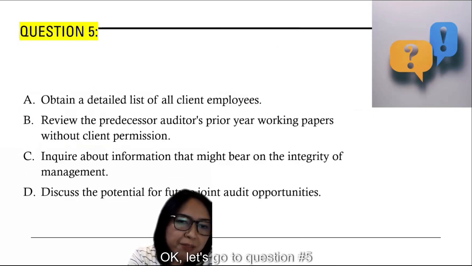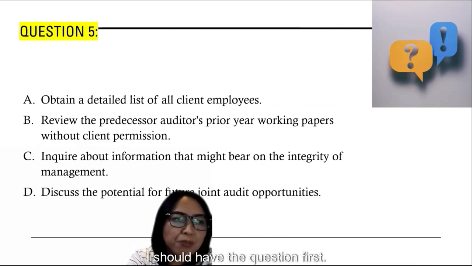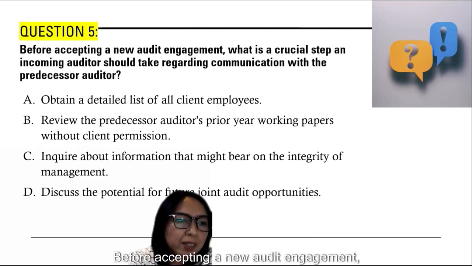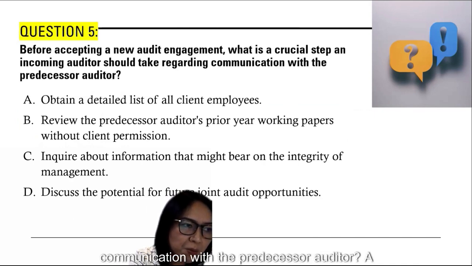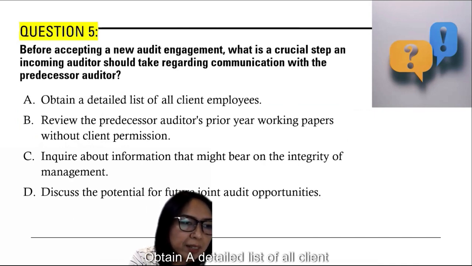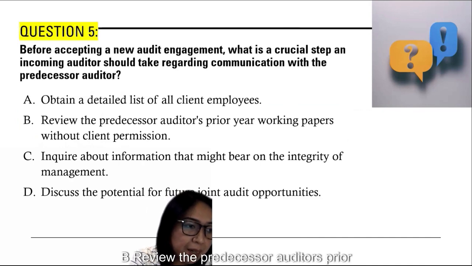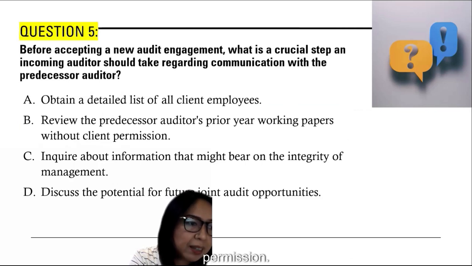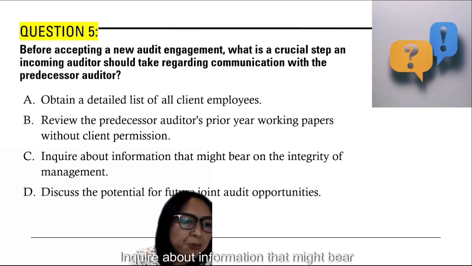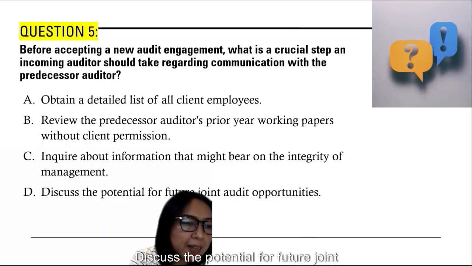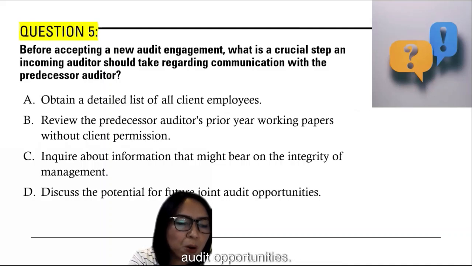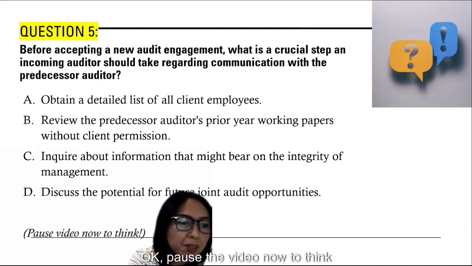Okay, let's go to question number 5. Before accepting a new audit engagement, what is a crucial step an incoming auditor should take regarding communication with the predecessor auditor? A. Obtain a detailed list of all client employees. B. Review the predecessor auditor's prior year working papers without client permission. C. Inquire about information that might bear on the integrity of management. And letter D. Discuss the potential for future joint audit opportunities. Okay, pause the video now to think.